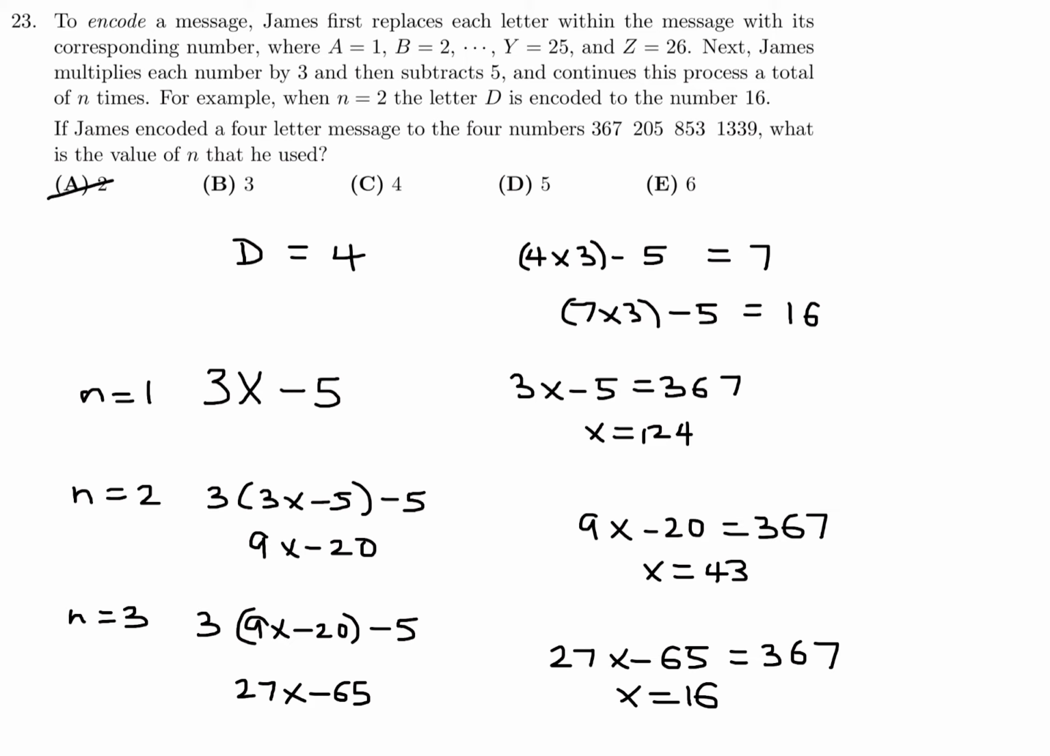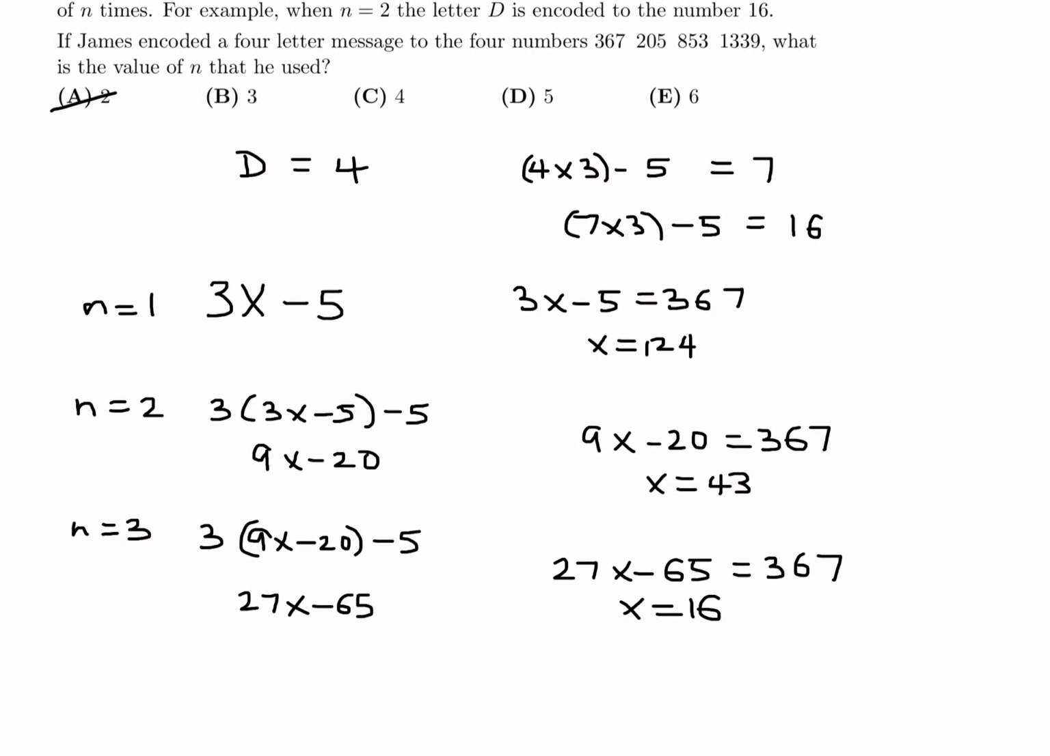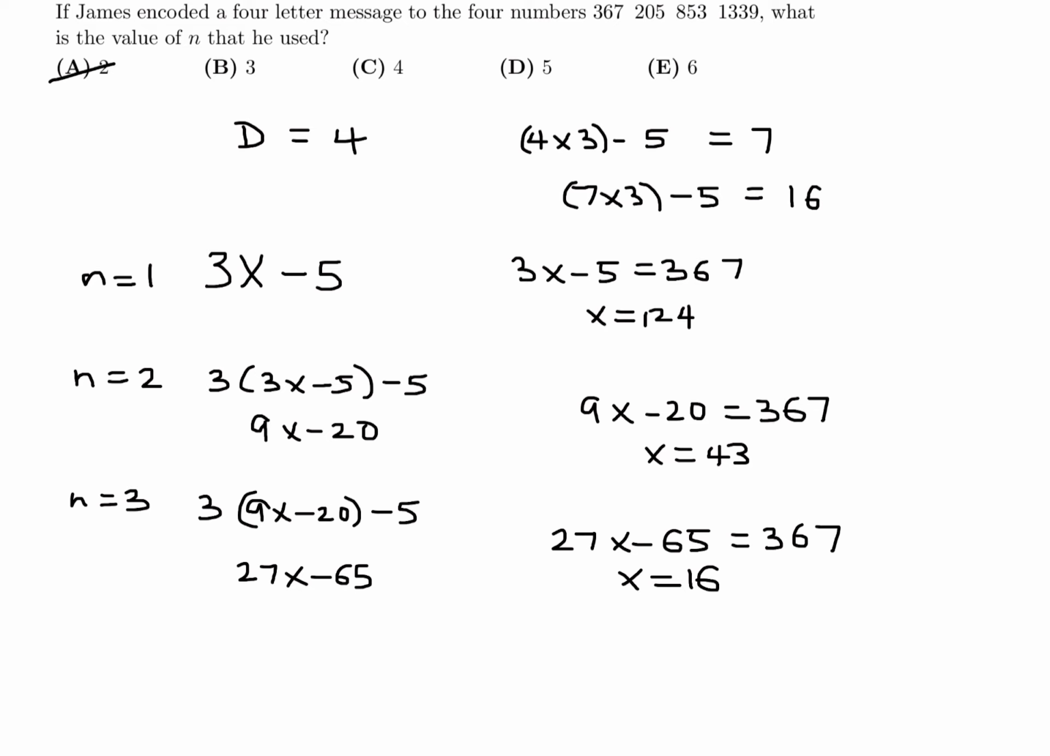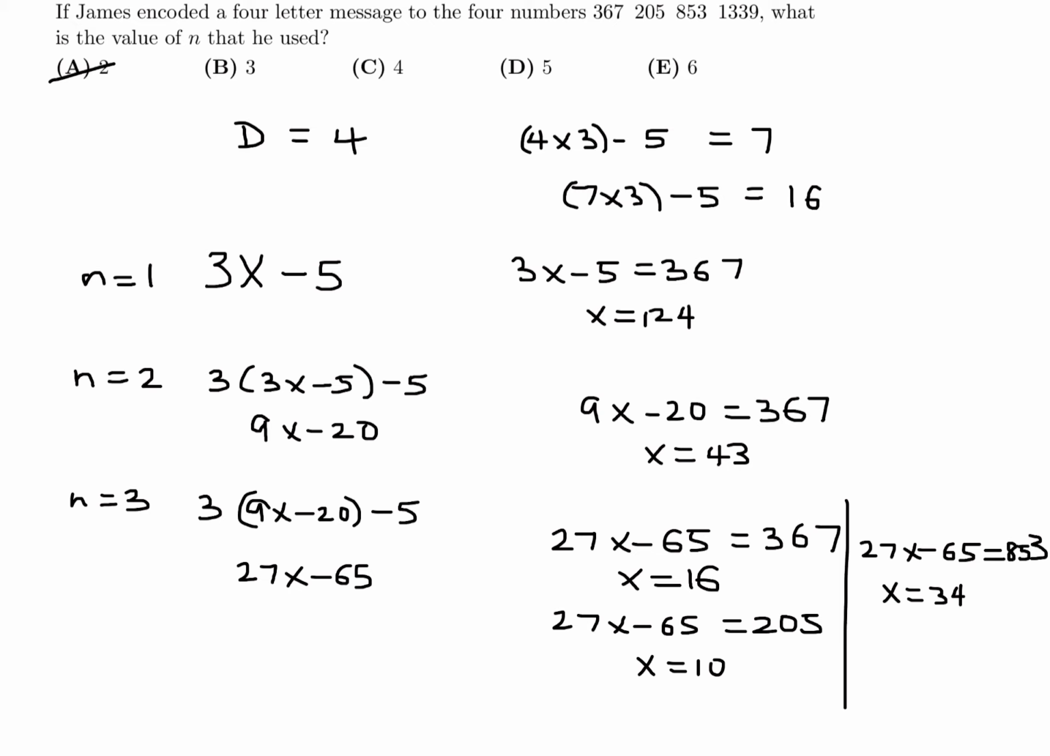Well, not quite yet, because we have to test out the other 4. All 4 have to work. So let's test out the other 4. So 27x minus 65, can it equal 205? When you solve for that, you get x equal to 10. Great. Let's try the 853. So we got 27x minus 65 is equal to 853. And therefore, that would mean x is equal to 34. Oh, that's a problem. X cannot be 34. The maximum value for a letter is 26. Okay, so it's not 3.